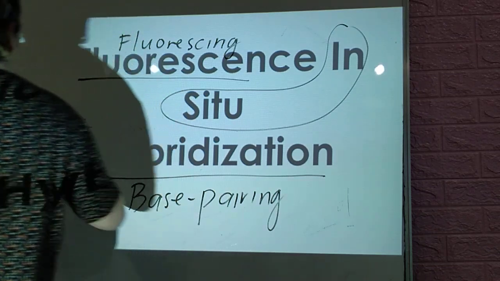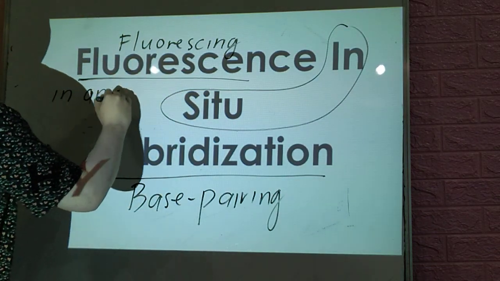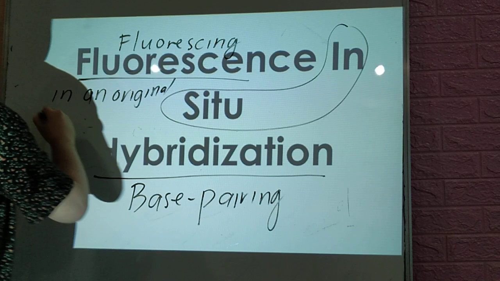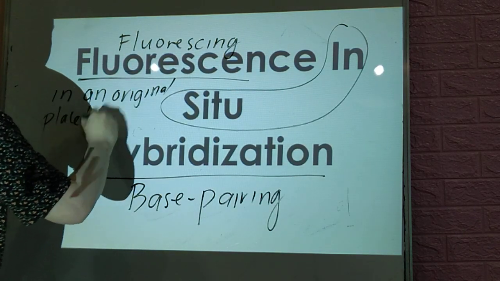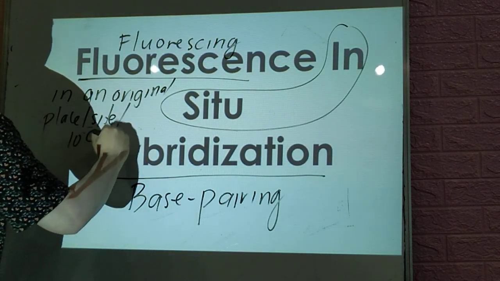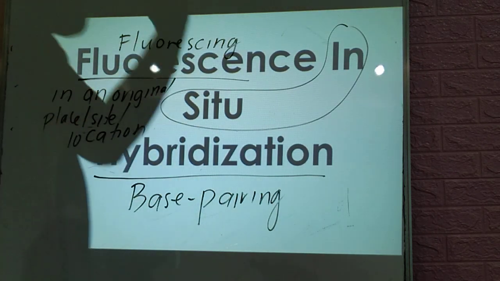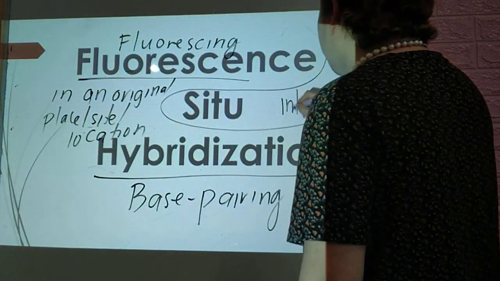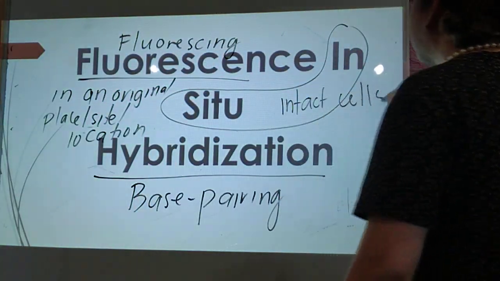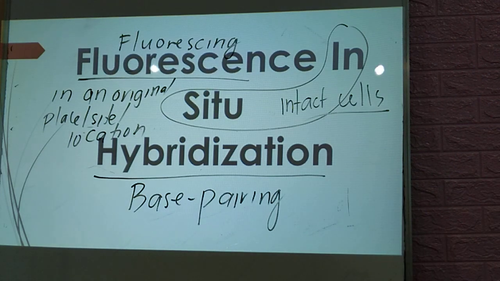In situ means, let's say for example, in an original place, site, or location. That's why it is different from the others because we are making use of intact cells here. So the cells remain intact. There is no need for us to lyse the cells, no need to lyse those specific substances from which we are supposed to get the DNA or the RNA from. But rather, the cells will remain intact.